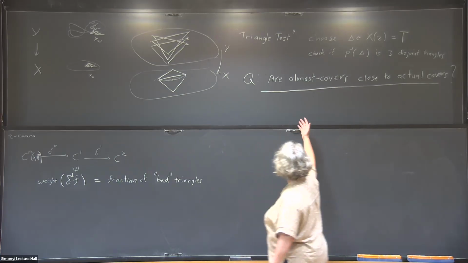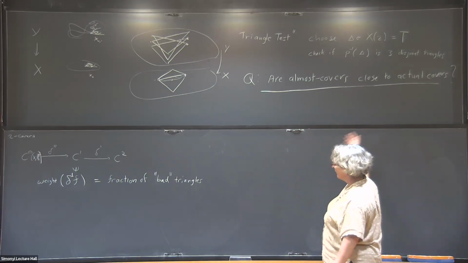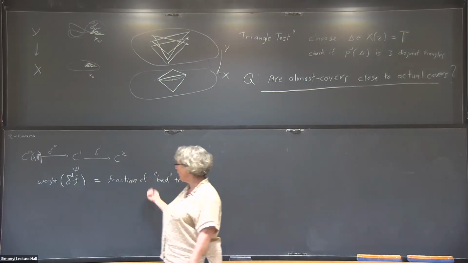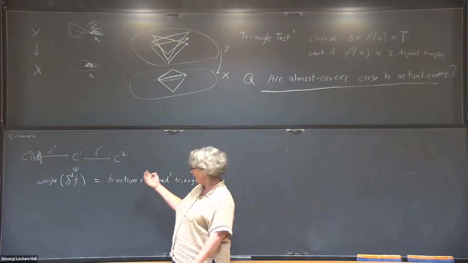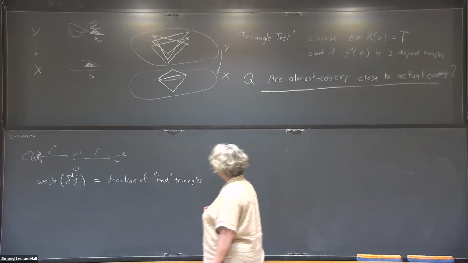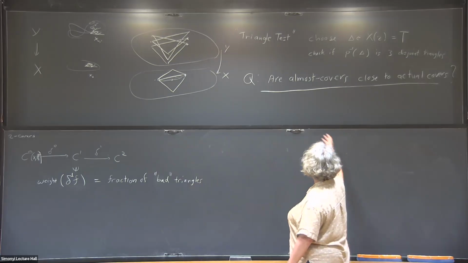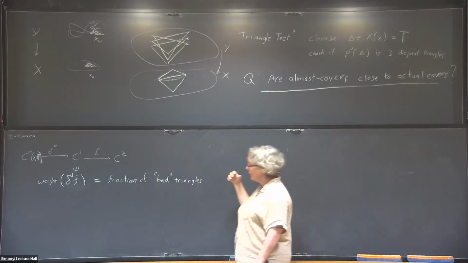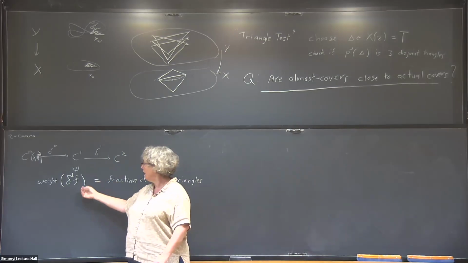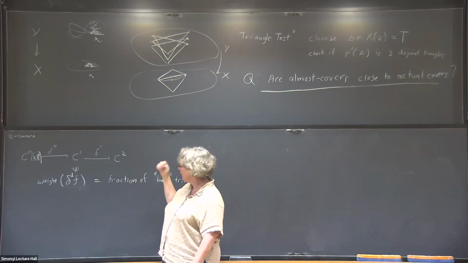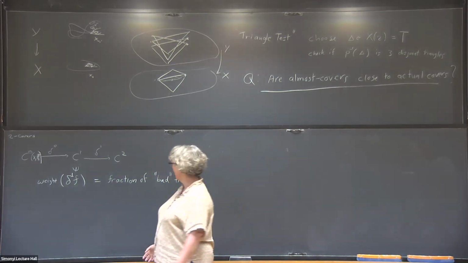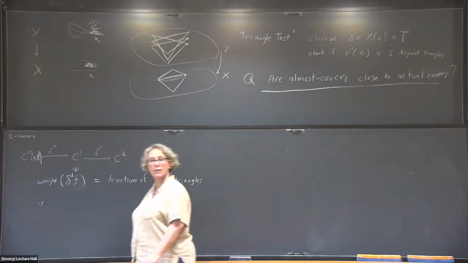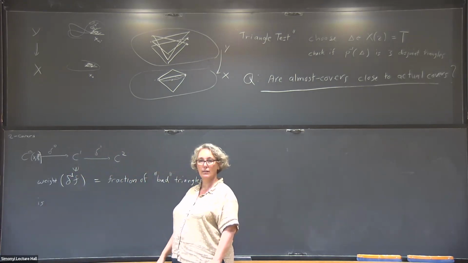My question, are almost covers close to actual covers, is the same as asking, if I know that the weight of delta one is small, like epsilon, does it mean that there is some f prime that is close to my f and it is actually an honest cover? So is this weight function computed only on the two simplices of x?